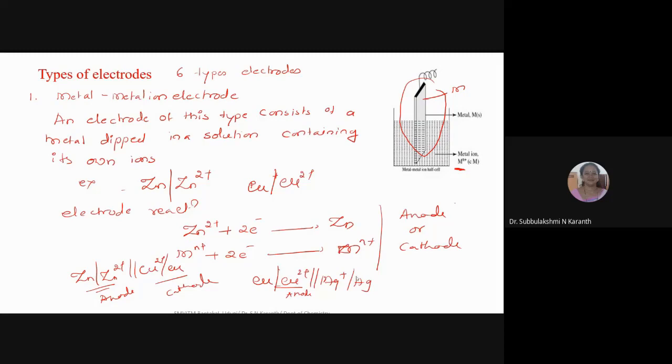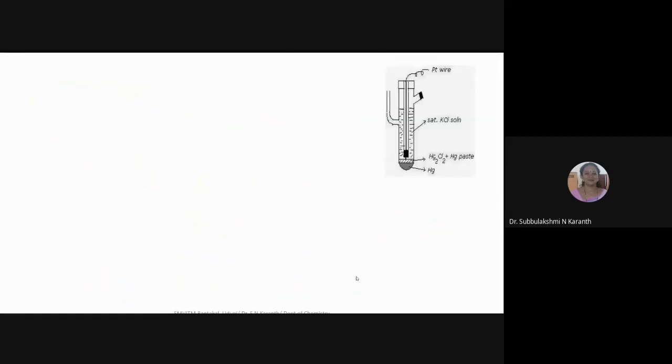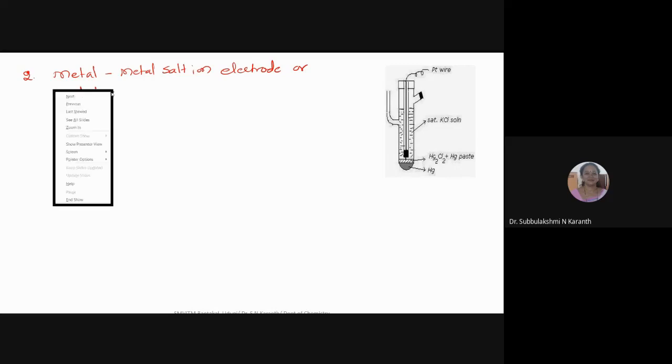This is the first type of electrode, the metal ion electrode: an electrode consisting of a metal dipped in a solution containing its own ion. Now I'll take the second type of electrode, what we call the metal salt ion electrode. It may also be expressed as the metal insoluble salt ion electrode.